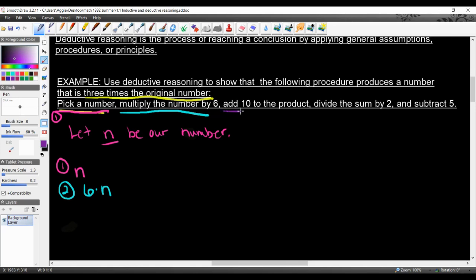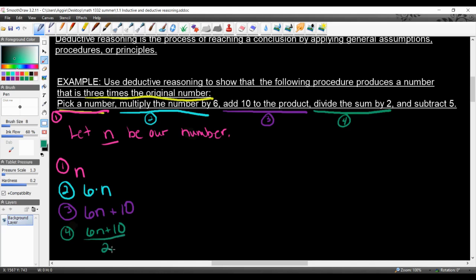And then we're going to add 10 to that product. So step number 3, I forgot to label that, that was number 2. So step number 3 is to add 10 to this product. So now we have 6 times n, which is just 6n, 6n plus 10. Next we have divide the sum by 2. So step number 4 is to divide all this by 2. So 6n plus 10 divided by 2.